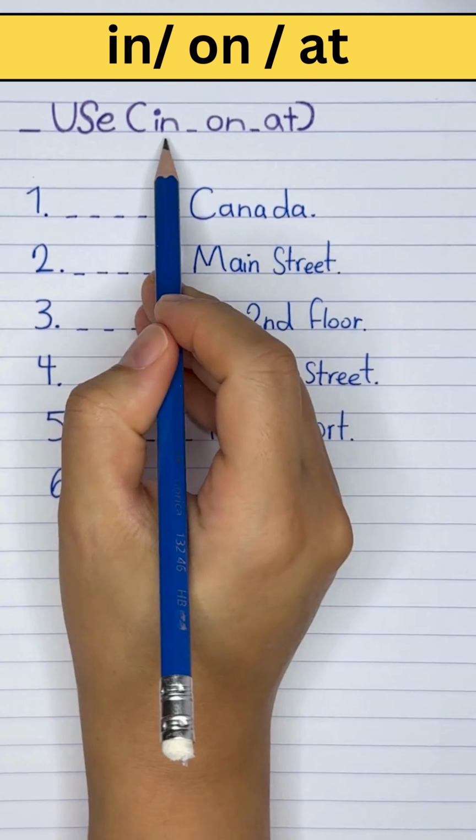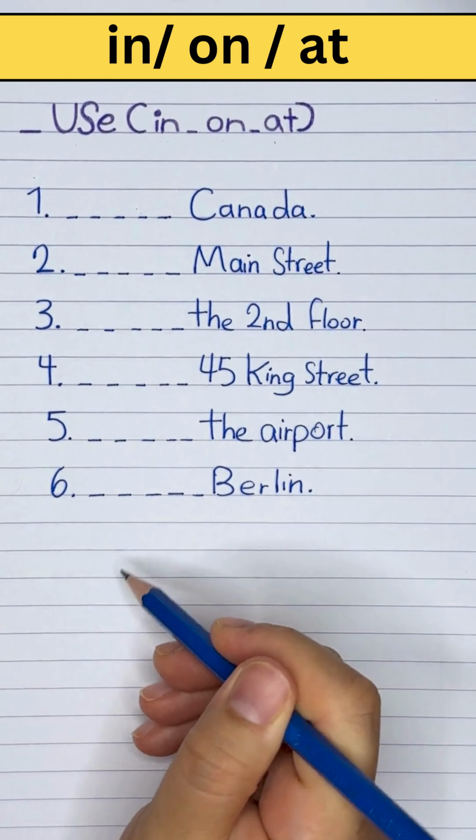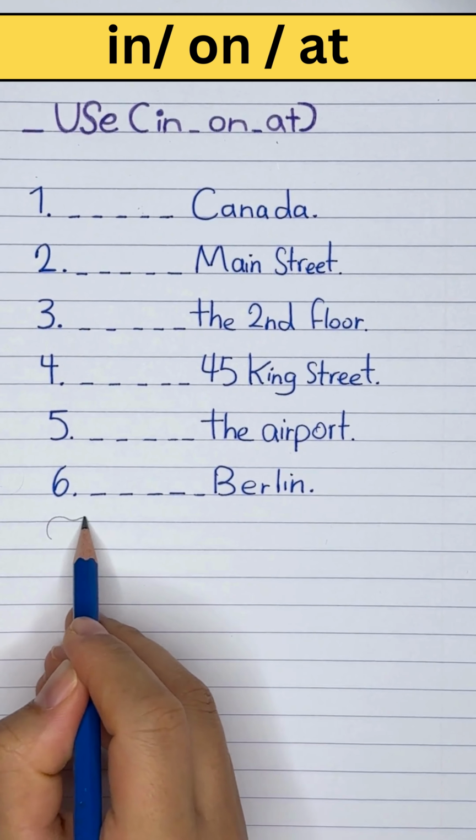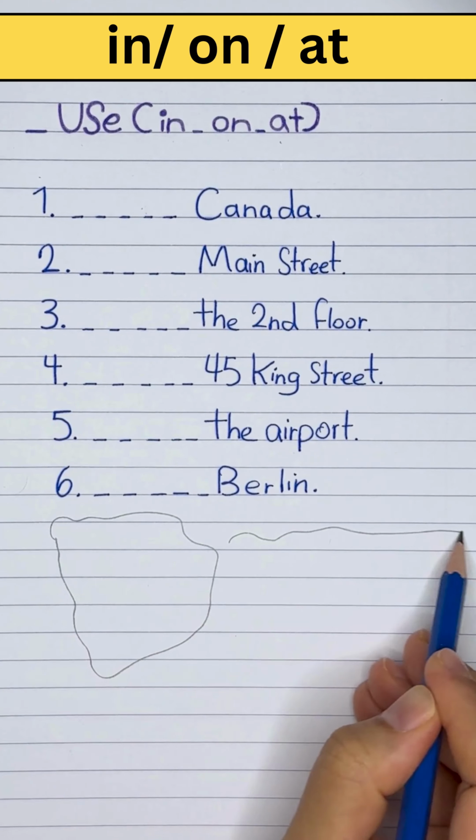Use in, on, or at. In Canada, on Canada, or at Canada. Let's find it out. Here we have a country. That's interesting. And also we have another country.